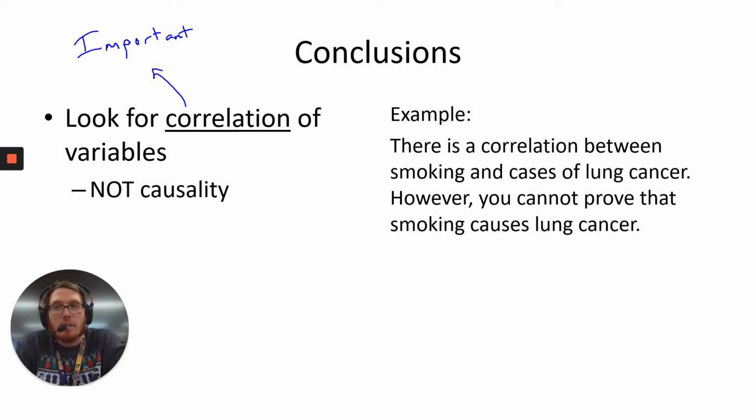In statistics, we can talk about correlation of variables, typically not causation or causality of variables. This is an important distinction. Okay, let's use this example to help explain it. There is a correlation between smoking and cases of lung cancer. So if you are a smoker, then your probability of getting lung cancer is higher.